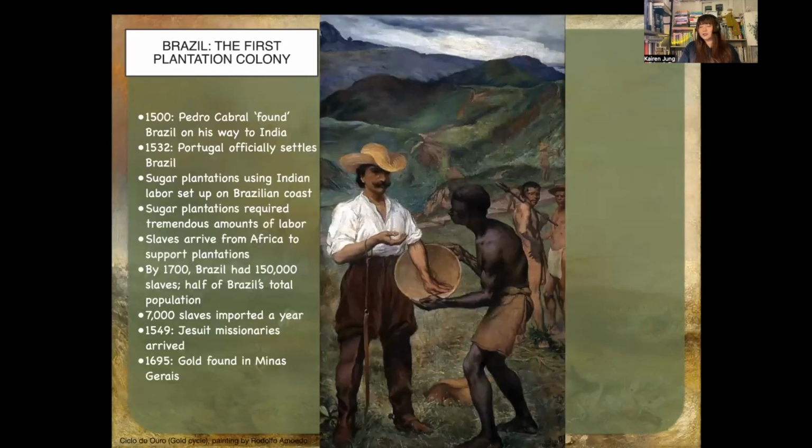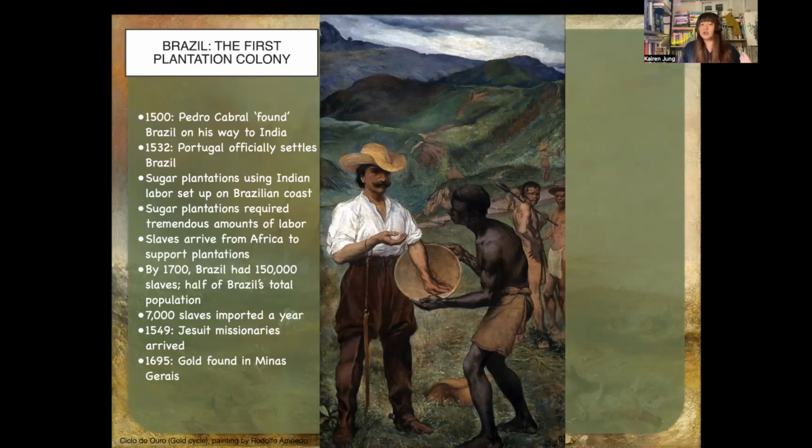So let's look a little bit closer at Brazil, which was the first plantation colony. In 1500, Pedro Cabral found, air quotes, Brazil on his way to India, and in 1532, Portugal officially settled Brazil. Sugar plantations using Indian labor set up on the Brazilian coast. And these sugar plantations required tremendous amounts of labor, and slaves arrived from Africa to support the plantations.